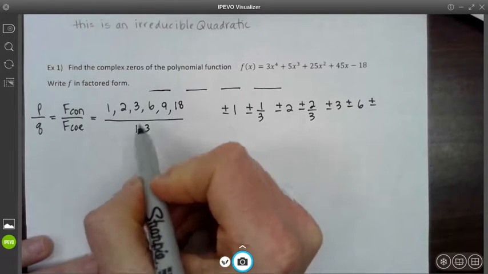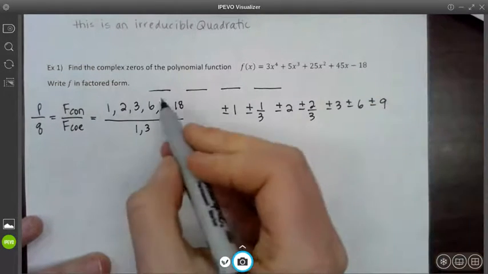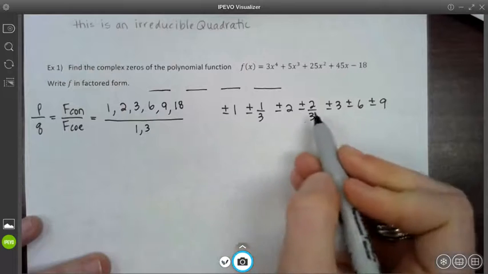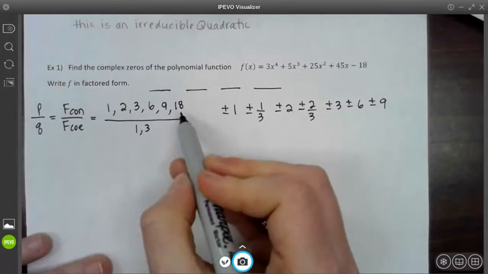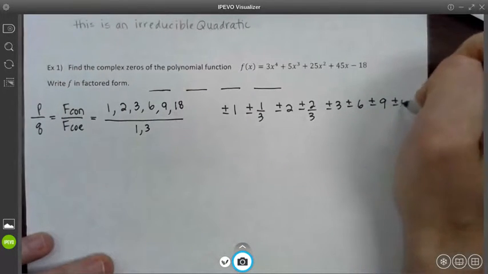So now we'll go to 9. Plus or minus 9 over 1 is 9. 9 over 3 is 3. I already have 3, so I don't have to list that. Plus or minus 18 over 1 is 18.